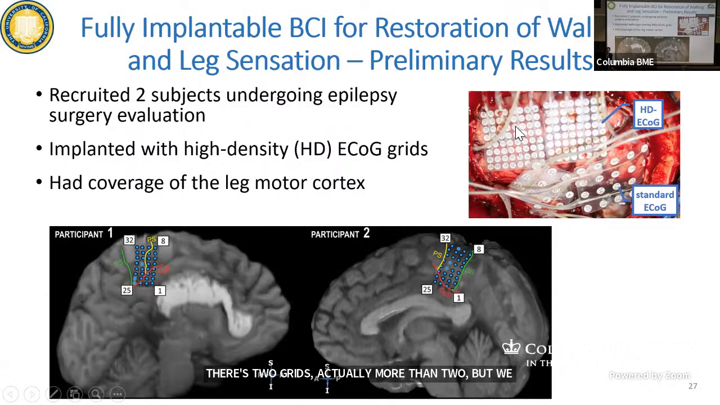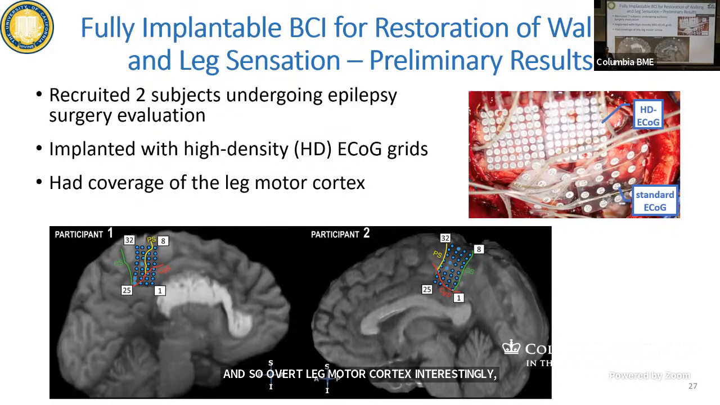The standard grid has a 1 centimeter electrode pitch. The high density one is much denser: 4 millimeter pitch, much higher density signal, much higher resolution. We implanted these over the leg motor cortex. Interestingly, leg motor cortex sits in interhemispheric space.